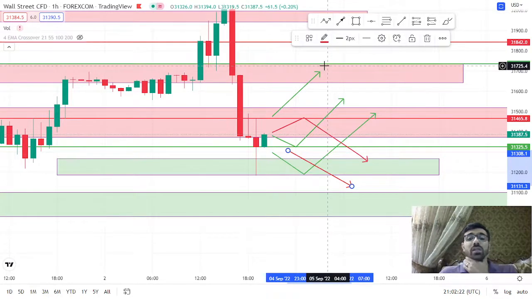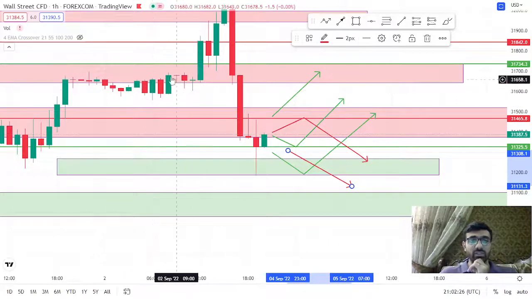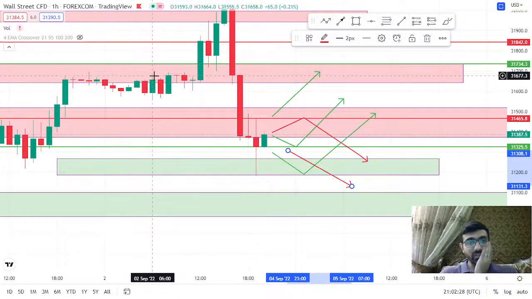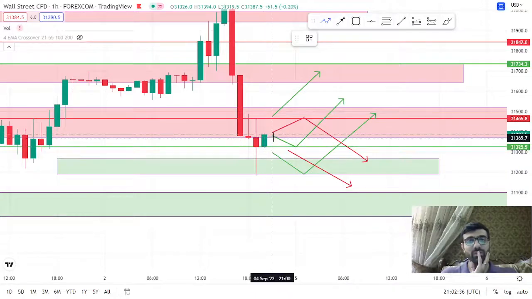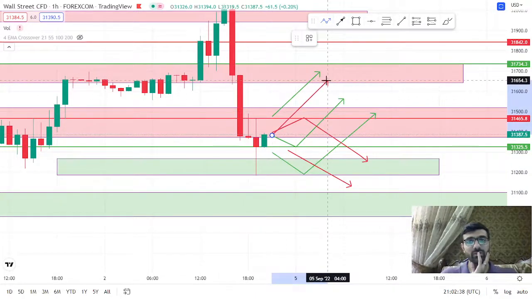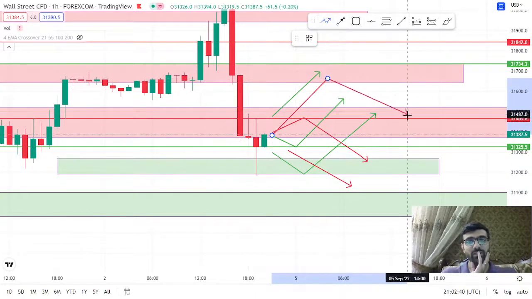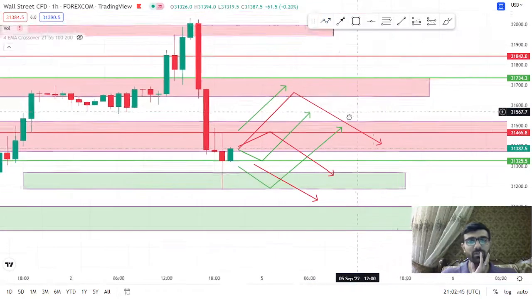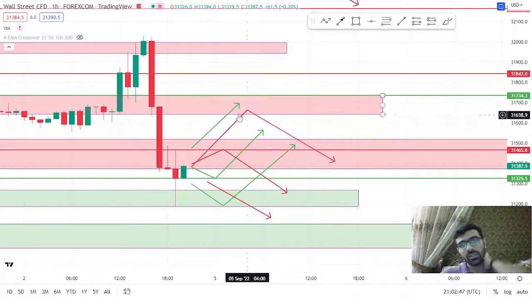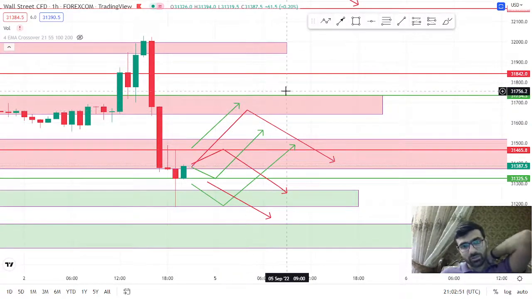Okay, and as you guys can clearly see, this support area, resistance area has been taken out, and once again this area has been broken. So we are going to look for a selling opportunity from here as well. Okay, if the market enters this area and gives us a good selling opportunity, we are definitely going to sell from here. Okay, and I think that this scenario will come into play tomorrow.